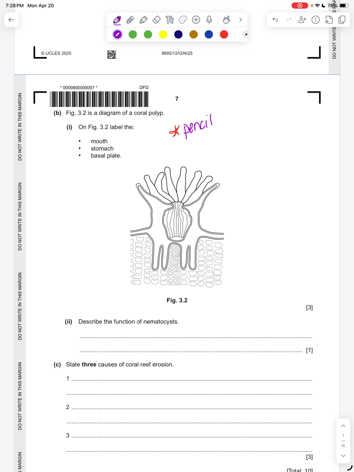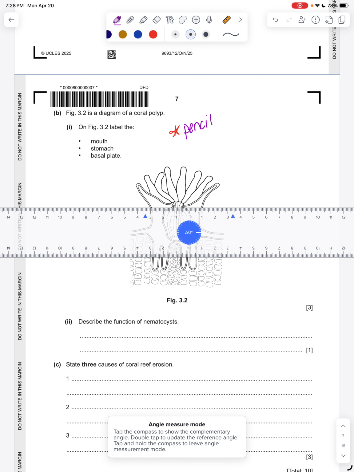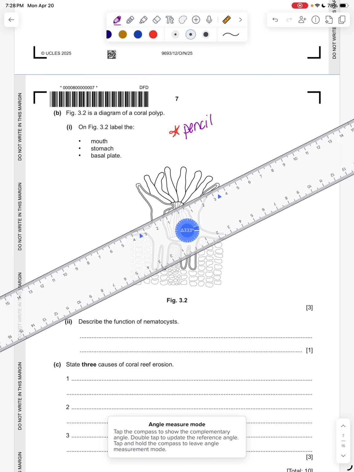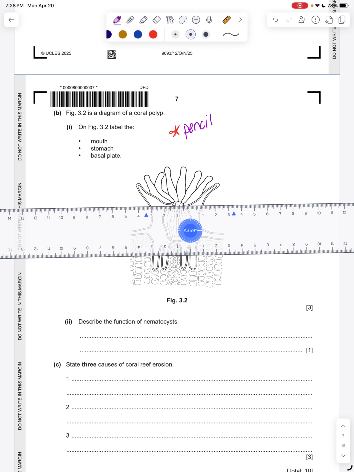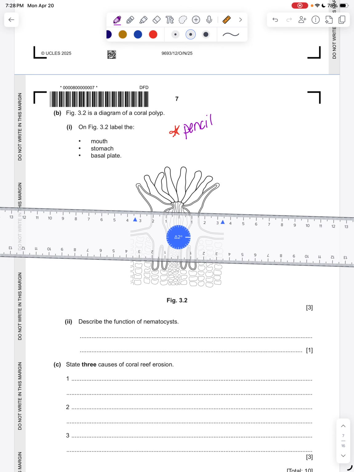Okay, when we do label though, you're going to touch the structure that we're labeling. You're going to use a ruler to make a beautiful line. Tap and hold the compass to measure angles. Cute. Okay, interesting. All right, that's a new feature. Fun. All right. First one is the mouth.